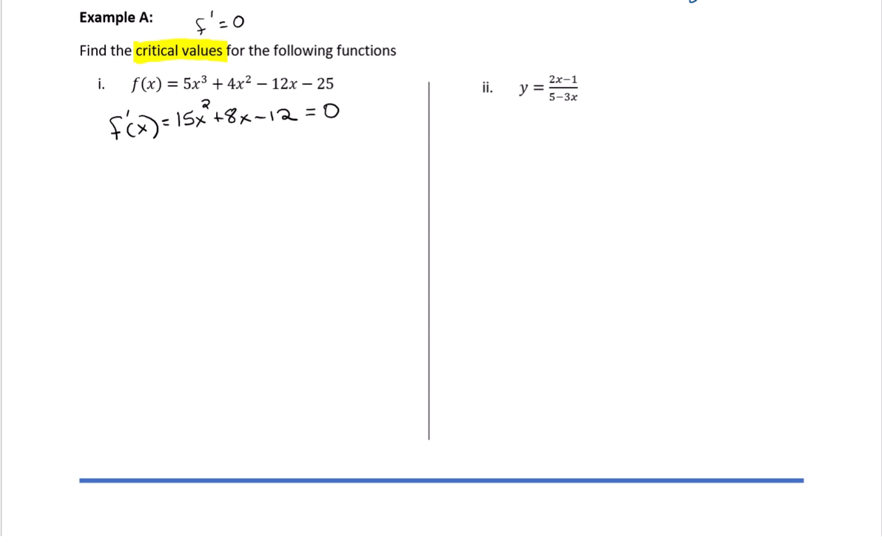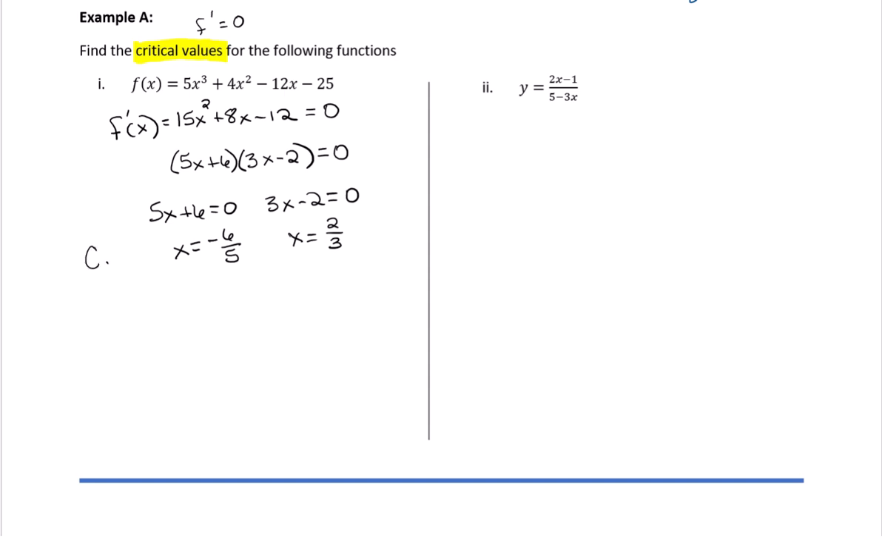We'll need to factor that trinomial, (5x + 6)(3x - 2). And if you're struggling with the factoring, be sure you go back and watch those factoring videos as a review. And now we set each of these equal to 0. And when we solve, we get x equals negative 6/5 and x equals positive 2/3. These two values for x are our critical values.